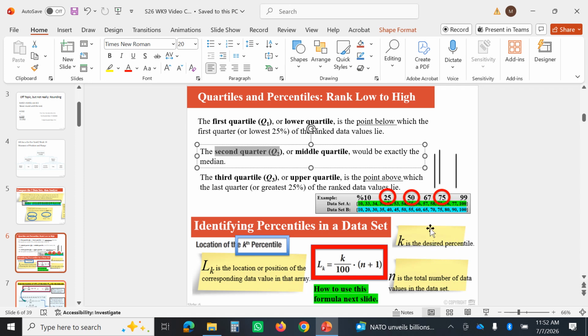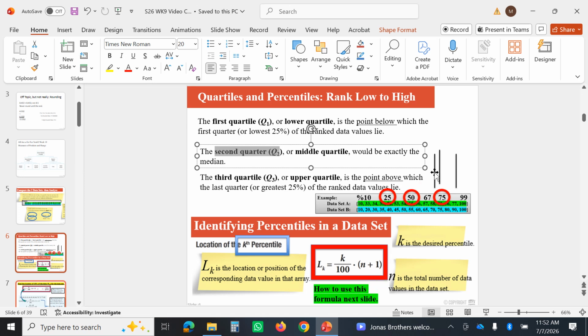K is the desired percent. Is it the 25th percentile, the 50th percentile, even the 67th percentile? Anything from 1 to 100, that's percent. So K is your percent. And then N is the total number of data values in the set. So if you have 10 data values in the set, then that would be 10 plus 1. We'll look at how to use this formula on the next slide.